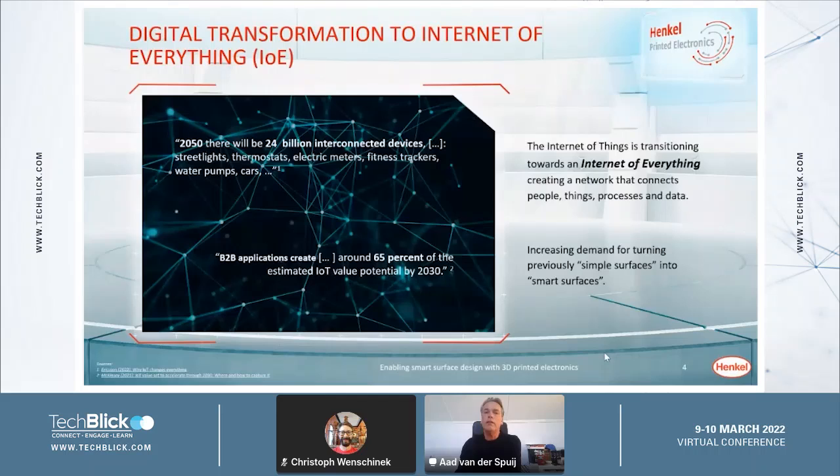So what is driving us when it comes to 3D printed electronics? Well, basically, the world is really connecting. And so there's a large need of data generation. People got connected and things got connected, what we call then the Internet of Things. But in the meantime, now we're speaking about the Internet of Everything. So creating a network that connects people and connects things, processes, and data.